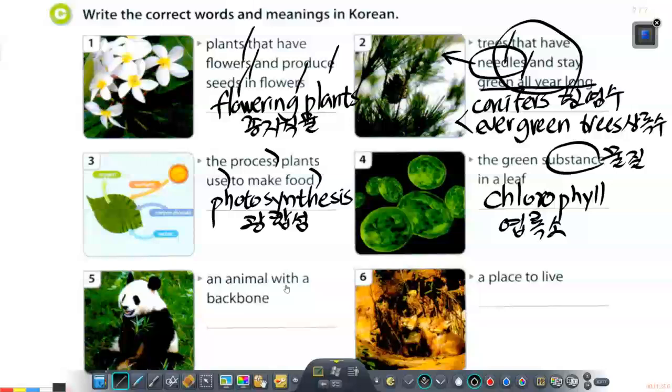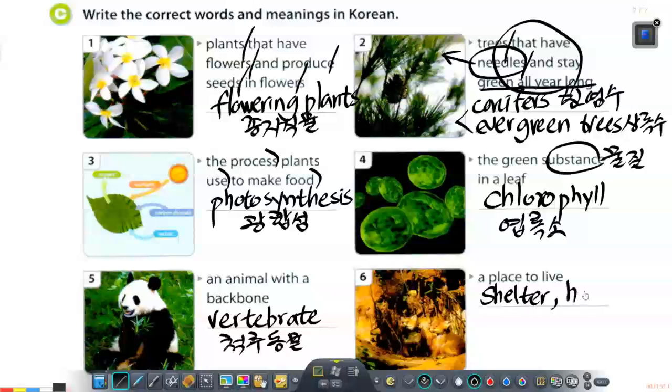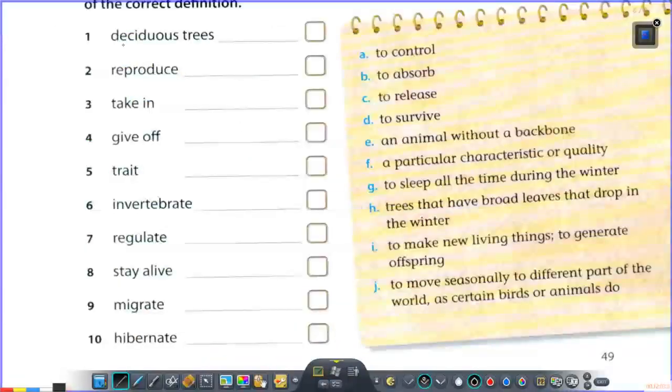And an animal with a backbone, that's vertebrate. What's that mean? That is correct. 척추동물. What about the ones that don't have a backbone? Invertebrate. A place to live? Shelter or habitat. Yes, habitat. 둘 다 적어야 돼요. Yeah. 서식지.